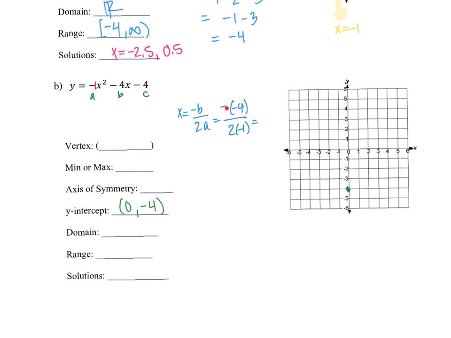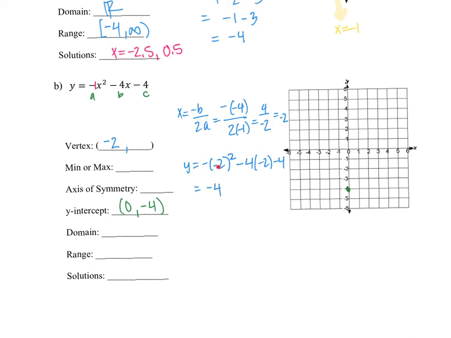So the top here has 2 negatives, so that becomes a +4, and the bottom is a -2 if I multiply the 2 and the -1. From there, if I divide, 4 divided by -2 is -2. And so I know that my x value for the vertex is -2. For the y value, I have to go ahead and plug this number in for x and then find y. So if I were to use order of operations, -2 squared gives me 4.